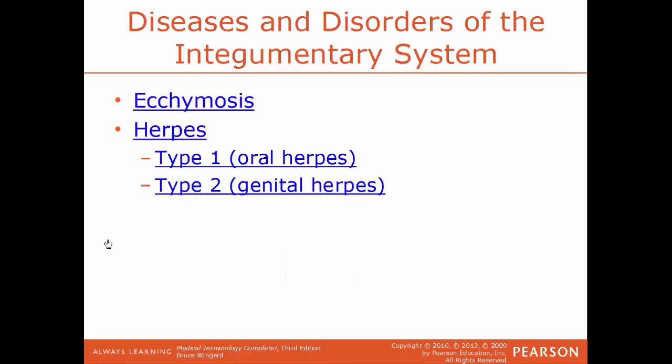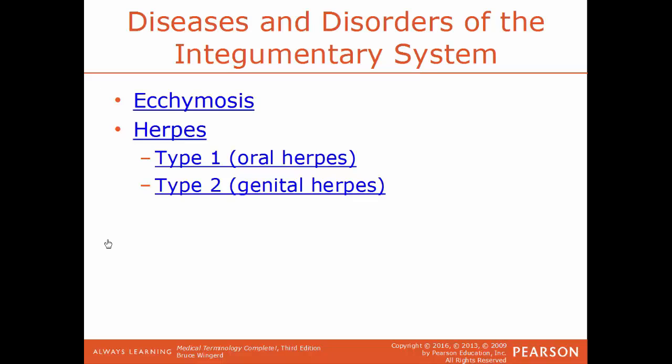Next condition, ecchymosis. This is the skin becoming discolored due to bleeding just underneath the skin, so usually caused by bruising. So after you get a bruise, the reason why you get the purplish color or the orange color or the yellowish color just around that is due to the bleeding underneath the skin.